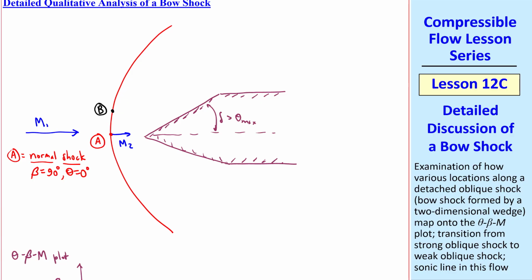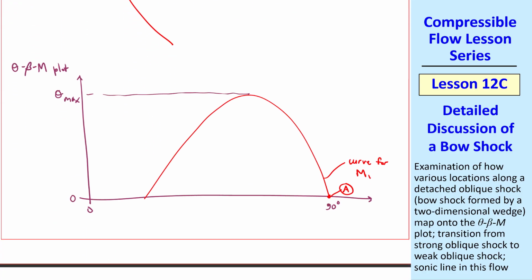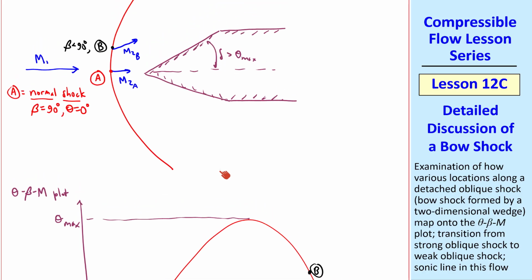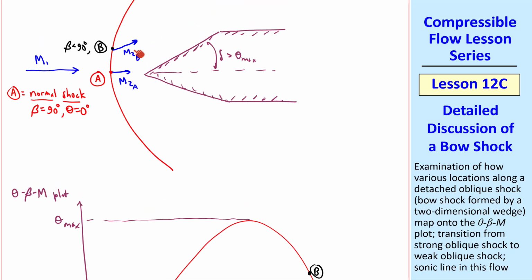At some point B here, beta is less than 90 degrees, and there will be some turning angle where M2 turns upward as sketched, and this M2 will be greater than this M2. These are not the same, so I can put subscripts A and B there. On the theta-beta-M plot, point B will be somewhere here, where we also see that beta has decreased and theta is positive now. Going back here, theta is this turning angle from horizontal to M2B.